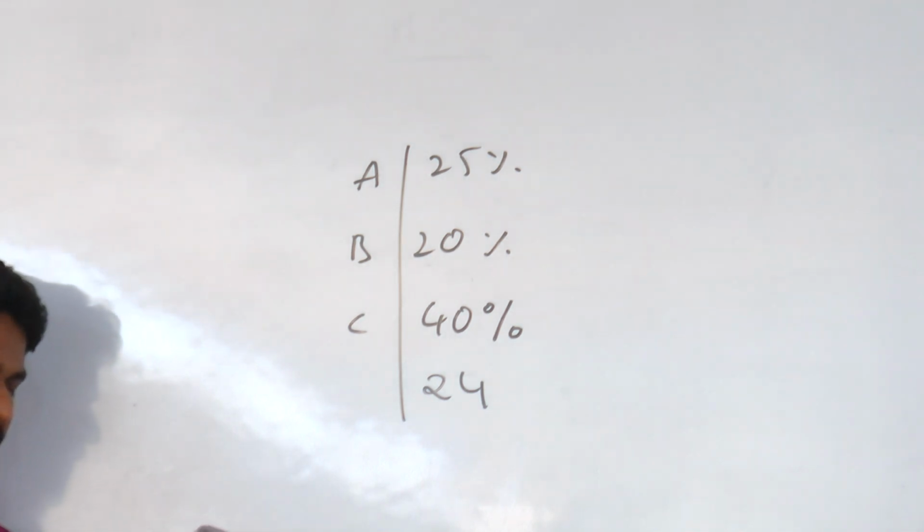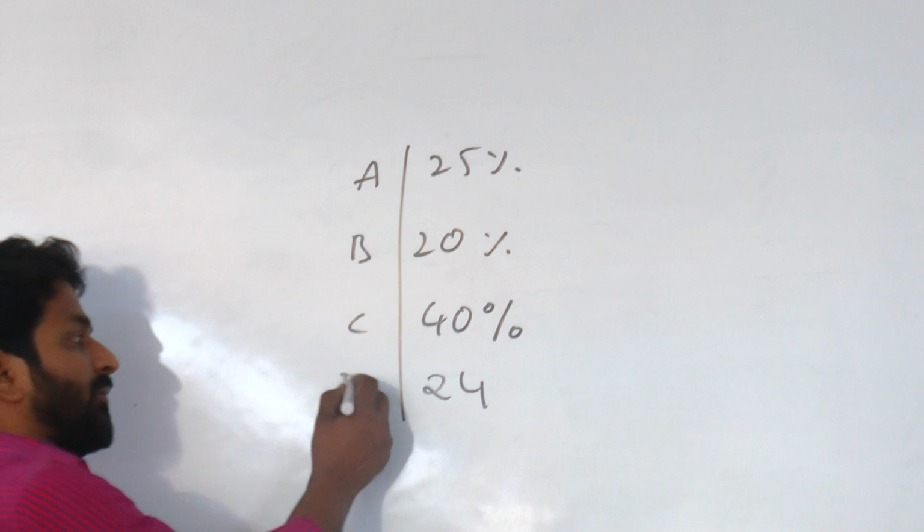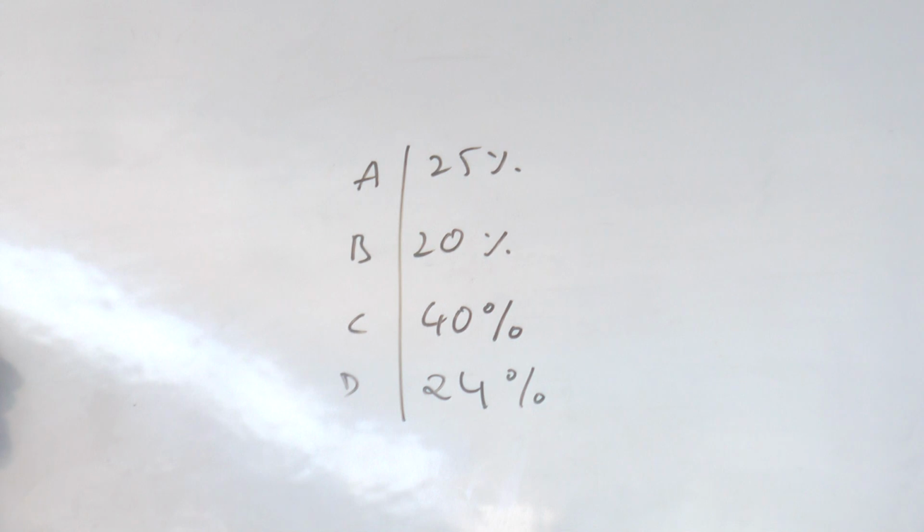Village A is 25% of the population of city X. Population of village B is 20% of total population of city X. Population of village C is 2/5 of the total population of village X. 40%. Total population of village D is 60% of the total population of village C. So 60% in the sense 24%. So far it is crossing 100.